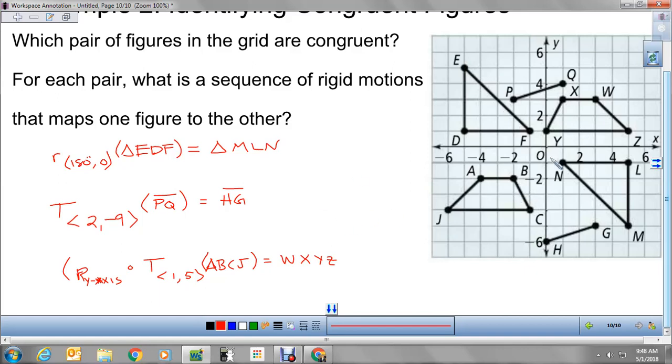Now if you went from this to this, of course it'd be just the opposite. We move it 1 to the left, move it down 5, and we reflect it over the line that would be x equals -1. So it all depends on the direction you move it, in which figure you move first.